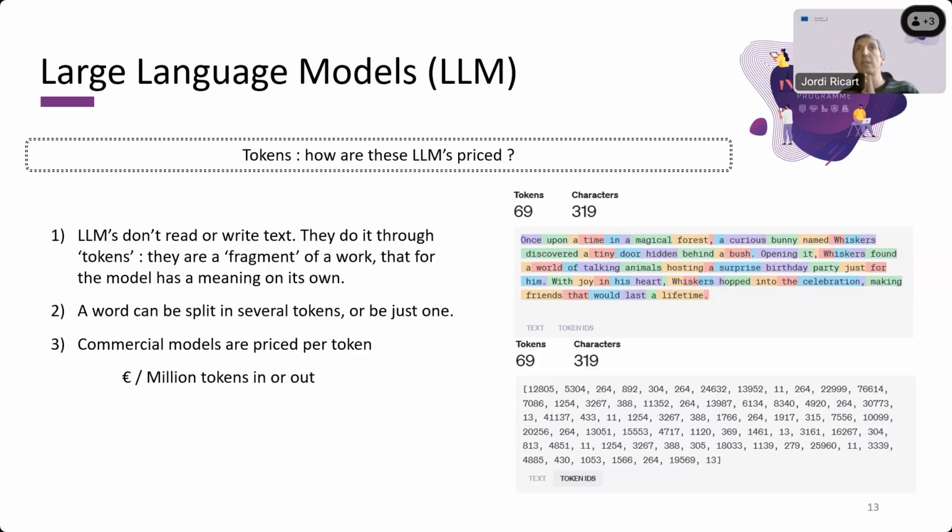So this concept of breaking words into pieces, these pieces are tokens. And as you see above, there is not always a word per token. Sometimes a word is split into three, like whiskers, right? Or some others are just the H being a token on its own. This concept of token is important because this is what these models are priced on, right? So it's X amount of euros per million tokens in or out. So that's how you size the use of the model that you're doing.